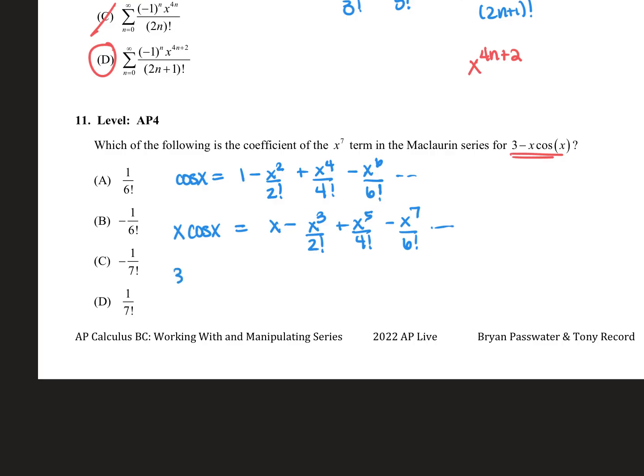And now we got 3 minus x cosine x. And we only want to look in front of the x squared, x to the 7th term. Notice if I subtract that, I'm now going to have positive 1 over 6 factorial. So A.